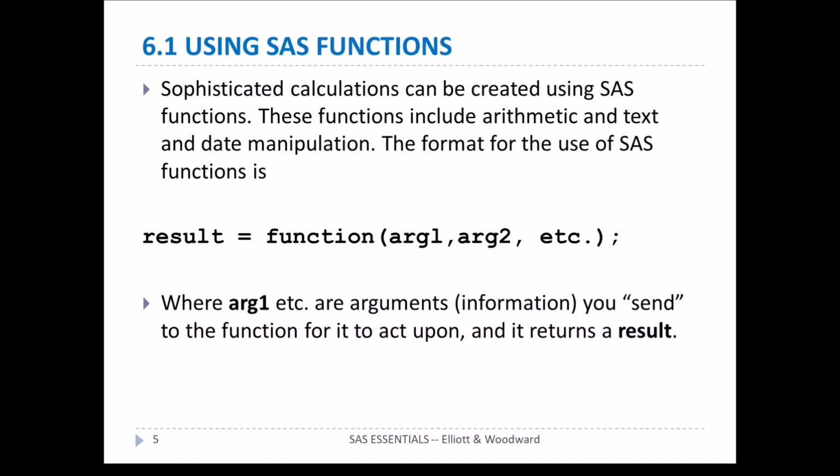Section 6.1 is using SAS functions. A number of sophisticated calculations can be made in SAS using functions. These functions include arithmetic, text and date manipulation, and some others. For example, the format of a typical SAS function would be result equals, and then whatever the function is, and optionally several objects or arguments in the function in parentheses. Each argument is a piece of information that you send to the function for it to act upon and return a result.